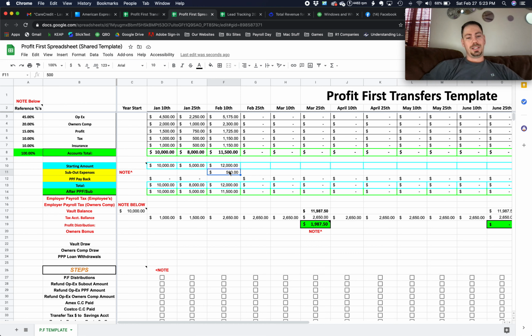So in this case, I would take that $500 and first do a transfer, sending that 500 to refund my OPEX account. And then I would be able to break in and then do all of my other distributions. So then I would send the 5175 to the OPEX, the 2300 to owner's comp, et cetera, et cetera.